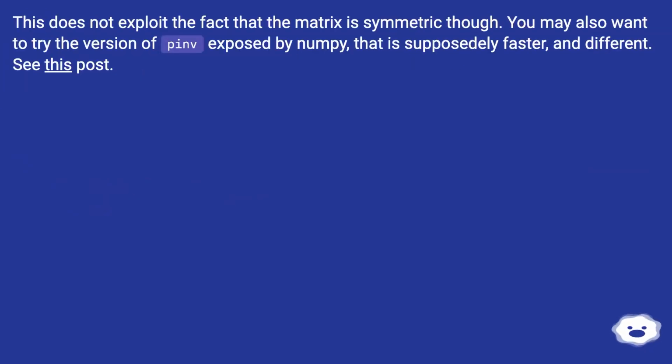This does not exploit the fact that the matrix is symmetric though. You may also want to try the version of pinv exposed by NumPy, that is supposedly faster, and different. See this post.